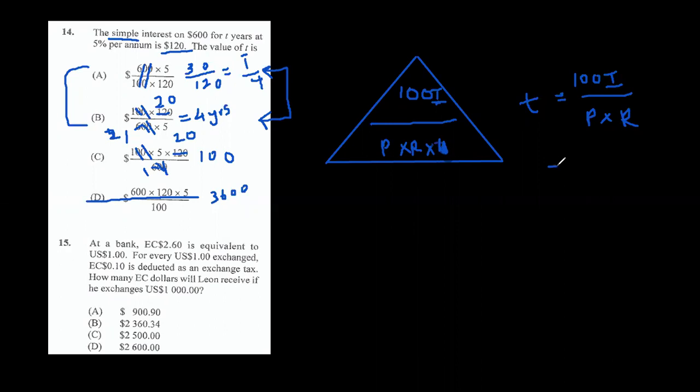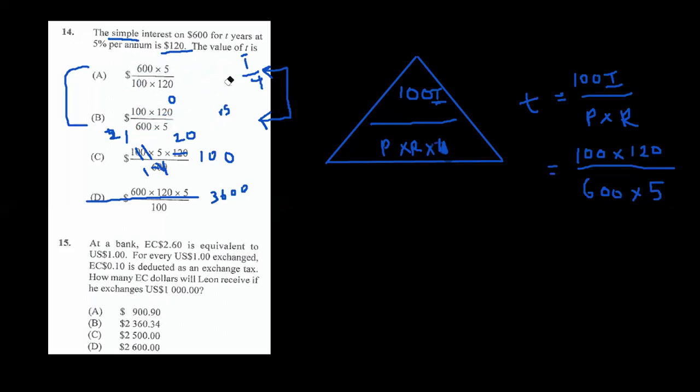So if you use this formula here, it'll be 100 times I, which is what? I is the simple interest, which is 120, all over principal, which is 600, by the rate. What is the rate? 5. Okay, so let's go ahead and erase on this side. Which one, A or B, matches this one? Put it in the chat. Which of A or B matches this result here?